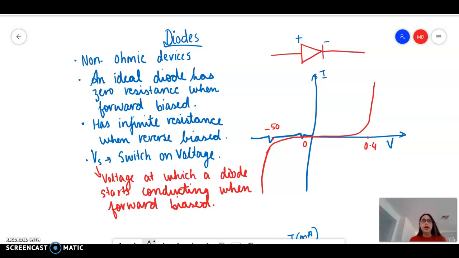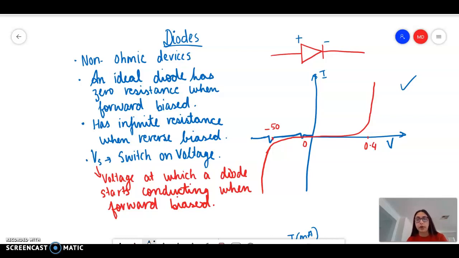We are moving on to diodes now. So we have talked about ohmic devices so far. Ohmic devices are the ones that follow Ohm's law. The voltage-current graph is a straight line. Today we're going to look at some devices that are made of semiconductor materials like silicon, germanium, and their graph looks like this. You can see that it's definitely not a straight line, and it is very different.